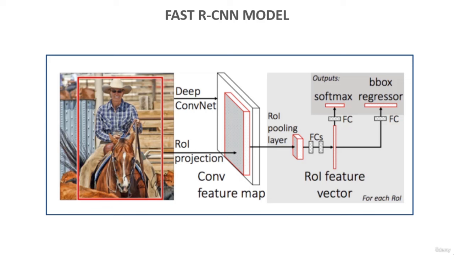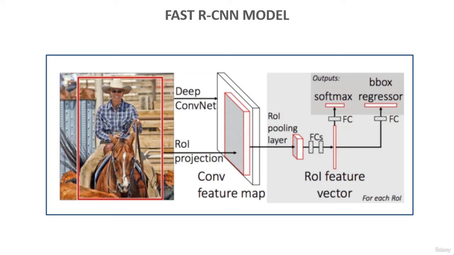If we look at the architecture diagram of the Fast RCNN model on the screen, then as a first step, we process the image with a CNN, that is, the input image is fed into the CNN network to generate a convolutional feature map as an output.